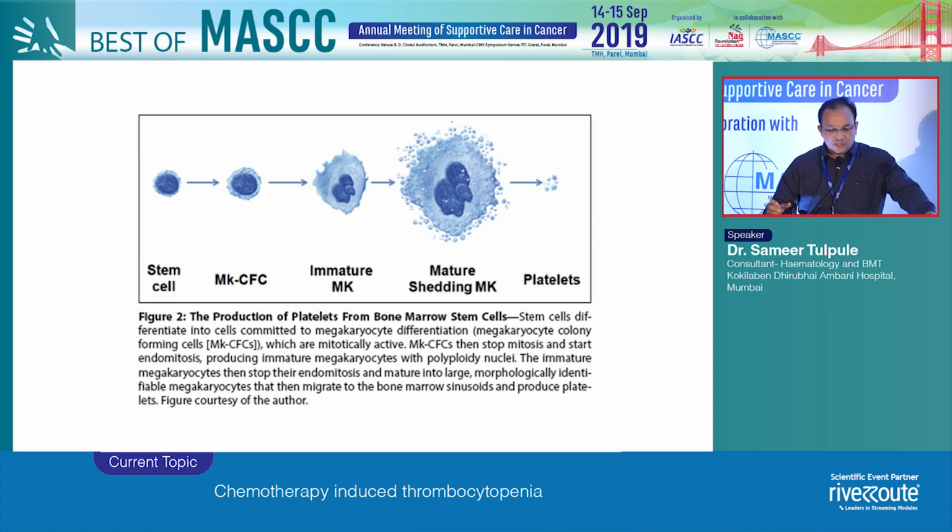How the platelet develops: you've got the stem cell, then the megakaryocyte CFC, the immature megakaryocyte, then the mature megakaryocyte shedding the platelets. Now, high-dose cyclophosphamide will spare the stem cell, but the remaining cells will get destroyed. The alkylating agents busulfan and melphalan will destroy the stem cell. Bortezomib will act much later, at platelet budding. So again, it depends upon the mechanism of thrombocytopenia.